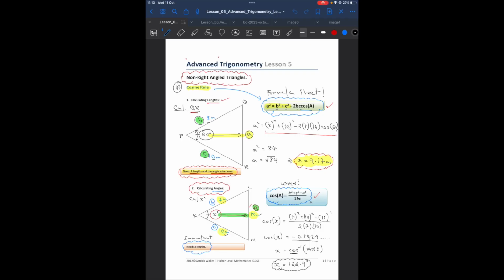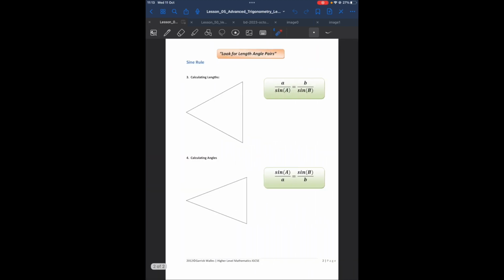In the last video, we looked at how to use the cosine rule to work out a length in a non-right angle triangle, or to work out an angle if you're given all three lengths in a non-right angle triangle. We're going to extend this by looking at something called the sine rule.